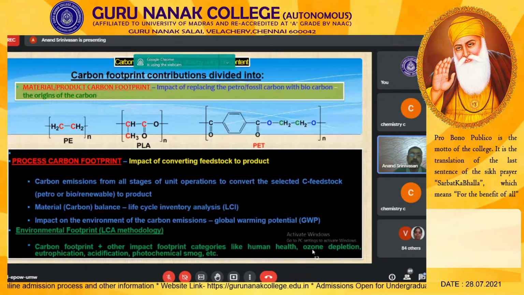So carbon footprint contributions are divided into material carbon footprint and process carbon footprint. So these are the two things that one has to understand. So what happens when you are replacing the fossil carbon with the biocarbon? That is what my talk is about today. See the importance of these biopolymers, that becomes very important because when you say the carbon footprint is substantially reduced, obviously the polymer which is going to release a very small amount of carbon dioxide is my choice.